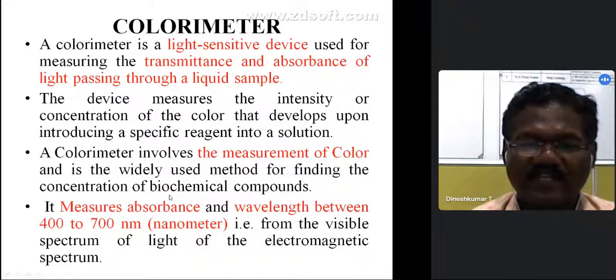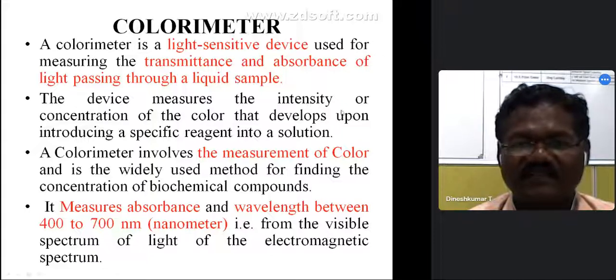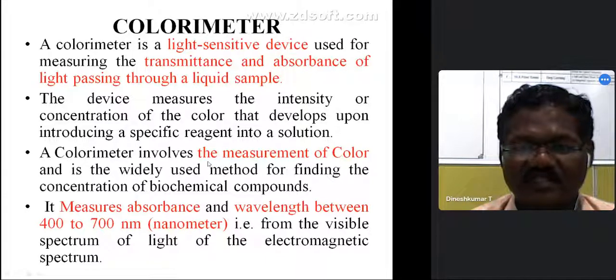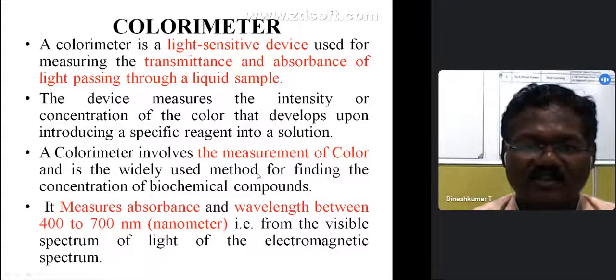Wherever we want to identify chemical activities or what components are present in a chemical, normally or generally we use the calorimeter technique. Okay, it is used in biochemistry, microbiology labs, and some other labs. Also, we are using this calorimetry method.